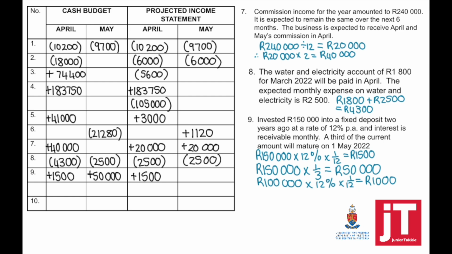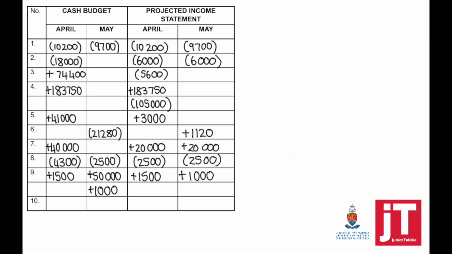My investment is now only 100,000 because 50,000 matured. So interest must now be calculated 12% for 1 month on 100,000. And that equals 1,000. This will be my expected income in May and will also be my expected receipt in May. So be careful with this fixed deposit with the interest and the fixed deposit that's maturing as well.